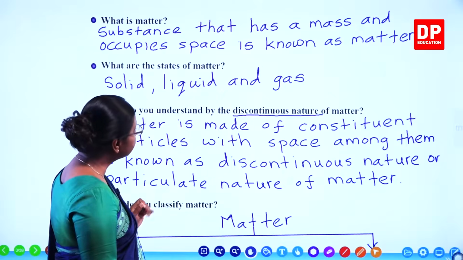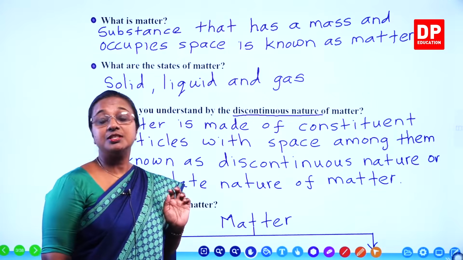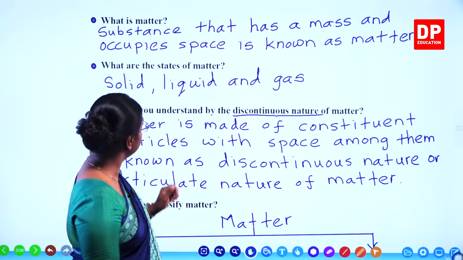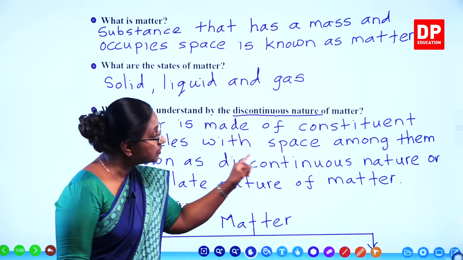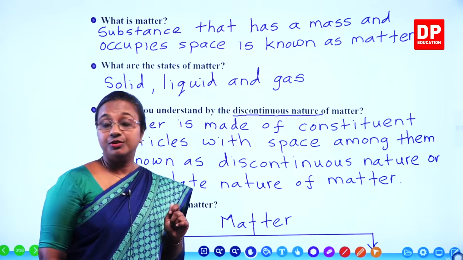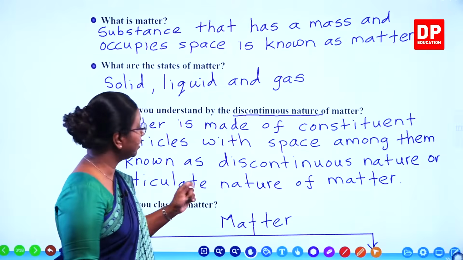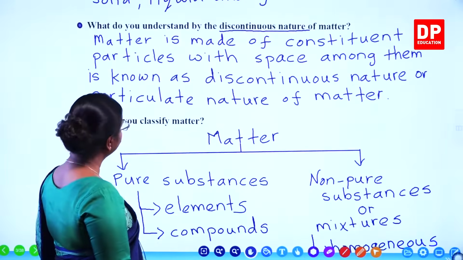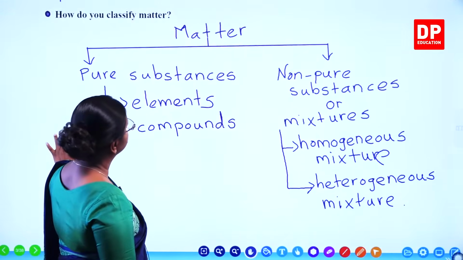Then what do you understand by the discontinuous nature of matter? So matter is made of constituent particles with space among them. That is known as discontinuous nature or particulate nature of matter. Then again, this is how we classify matter.